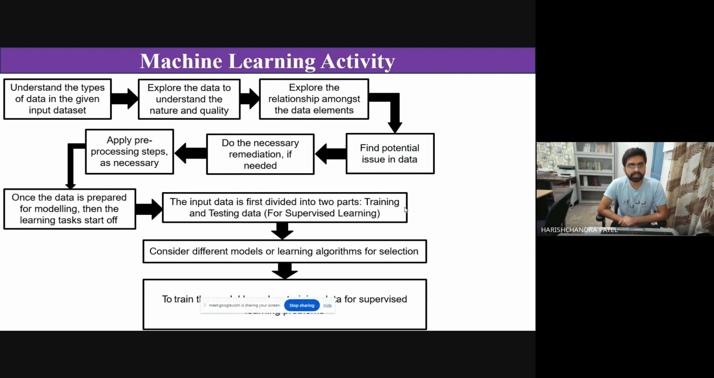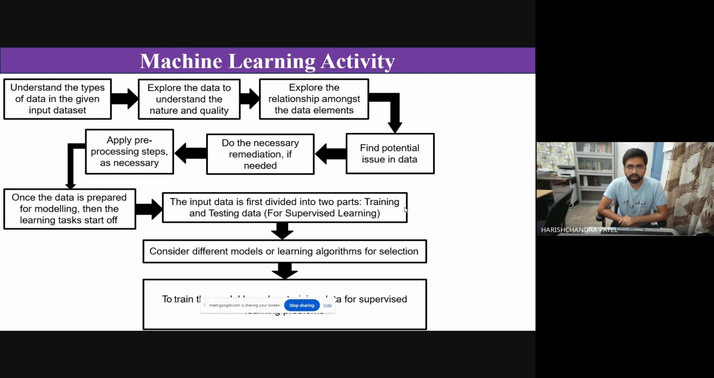Then once the data is prepared for modeling, the learning task starts off. The input data are divided into two parts. If I have 100 data, then we have 70% data for training and 30% data for testing. In the case of supervised learning, we have to know both input and output data, and based on the data, we have to predict some output.